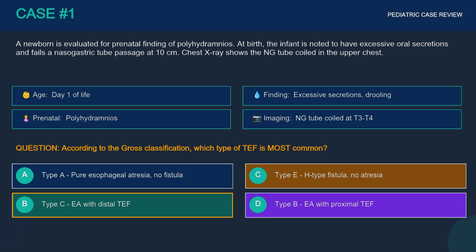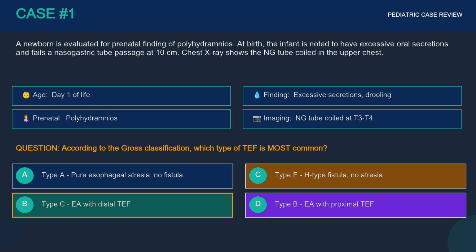Case 1. A newborn is evaluated for a prenatal finding of polyhydramnios. At birth, the infant has excessive oral secretions and fails a nasogastric tube passage at 10 centimeters. Chest X-ray shows the nasogastric tube coiled in the upper chest. The question is, according to the gross classification, which type of tracheoesophageal fistula is most common?